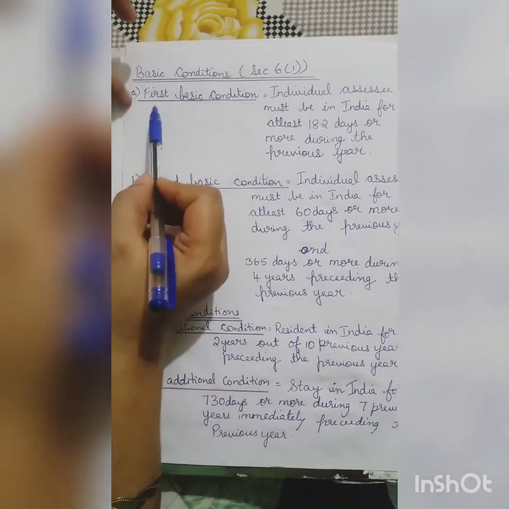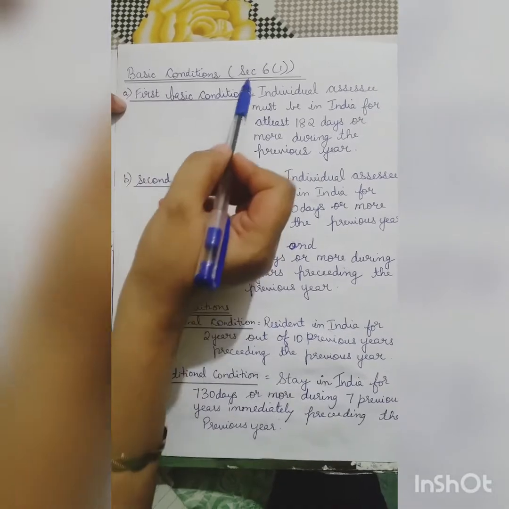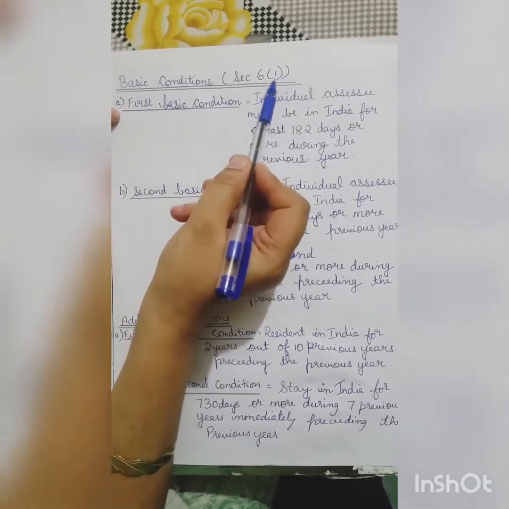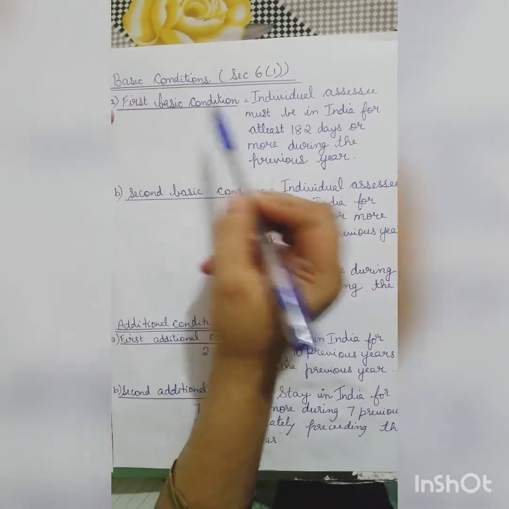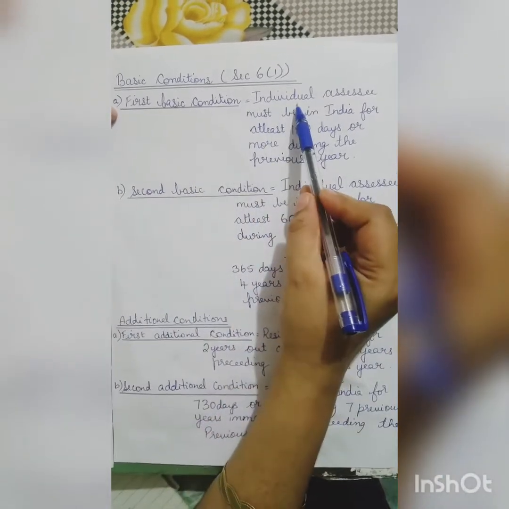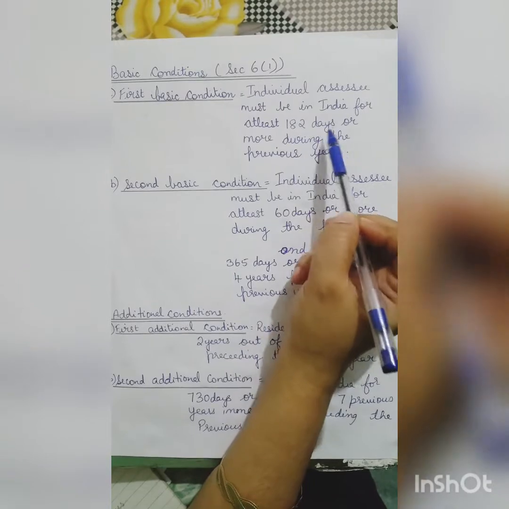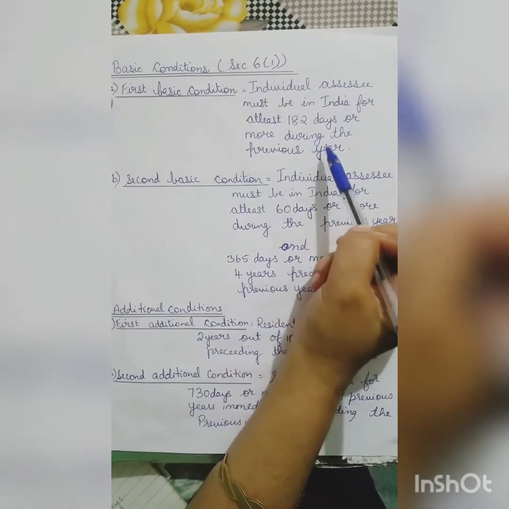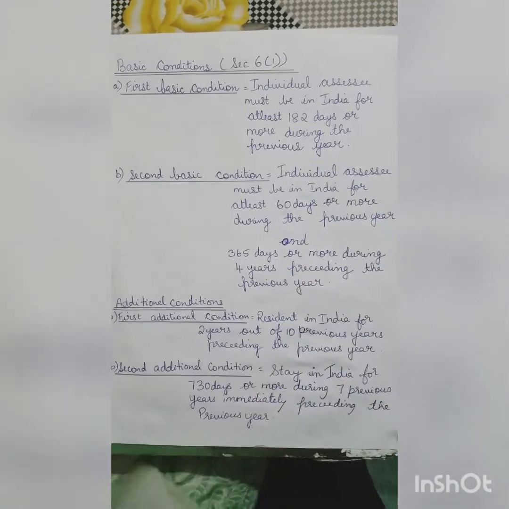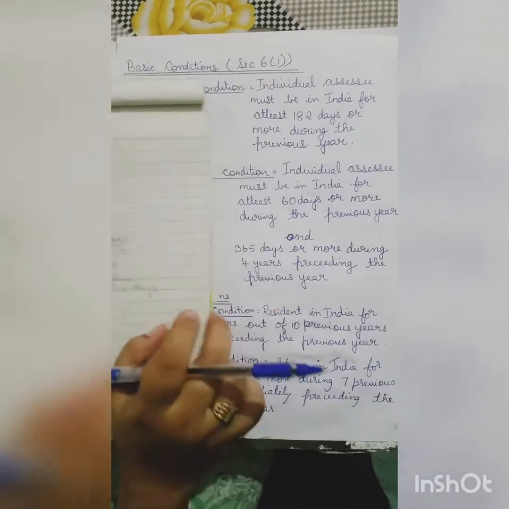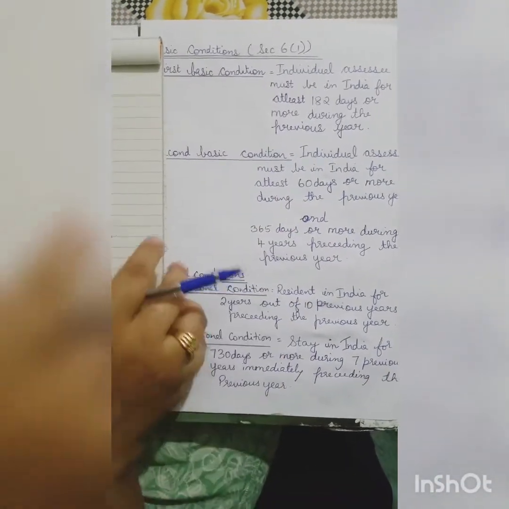Now the first basic condition, under section 6 of the Income Tax Act of 1961, is that the individual assessee must be in India for at least 182 days or more during the previous year. Now let's look into this condition and try to understand what it means.